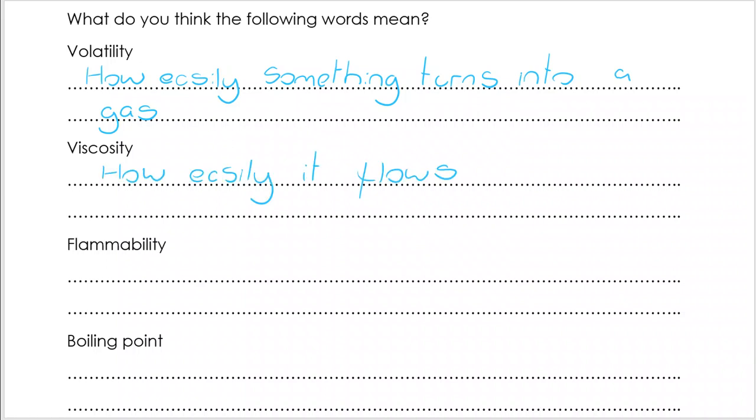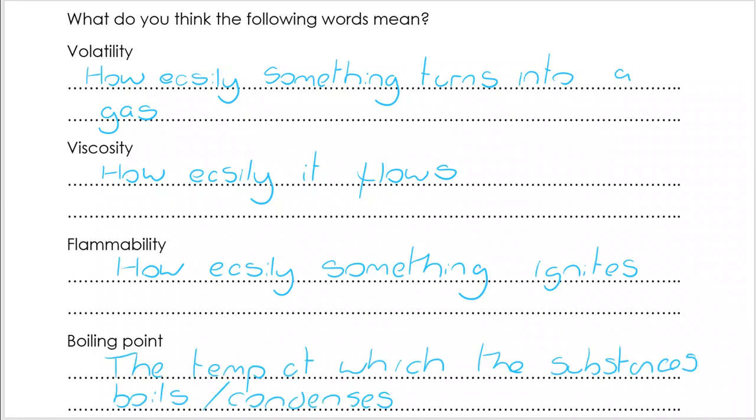Viscosity is about how easily something flows. If something is more viscous, it's thicker, it's gloopier, it flows less easily. Flammability is how easily something ignites. So if something's more flammable, it ignites more easily. And boiling point is the temperature at which a substance boils or condenses. Perhaps the one that people know far more commonly anyway, out of the 4.